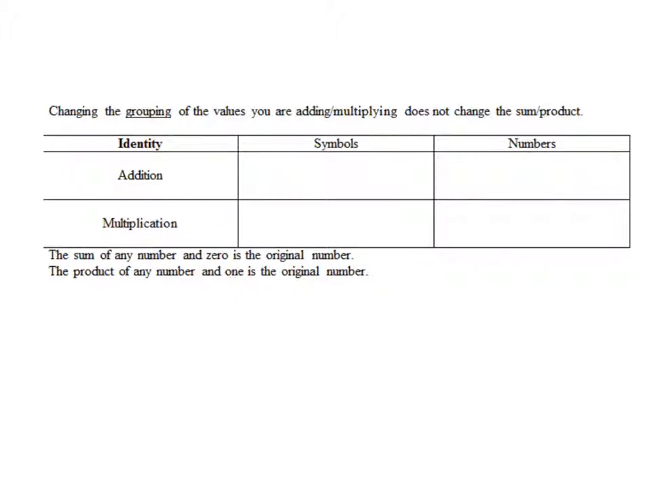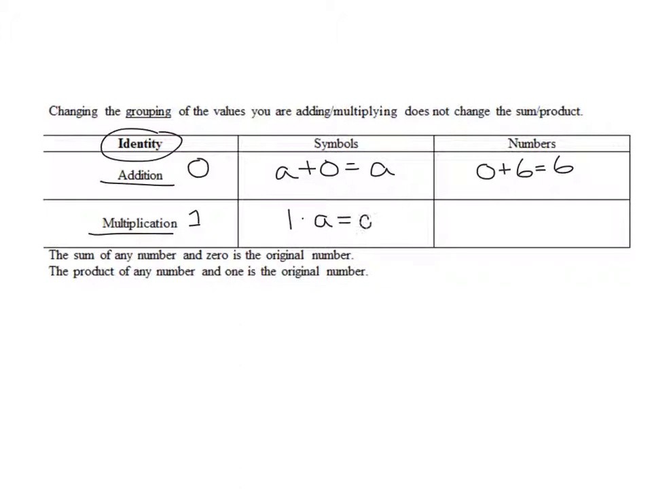And the last property is the identity property. The identity is what you add or multiply to get the original number. In addition, the identity is 0, and in multiplication, the identity is 1. In addition, it's 0 because if you add 0 to any number, you get the original number. With numbers, it looks like this: 0 plus 6 equals 6. In multiplication, the identity is 1 because you can multiply 1 times a number and get itself, just like 5 times 1 is 5.